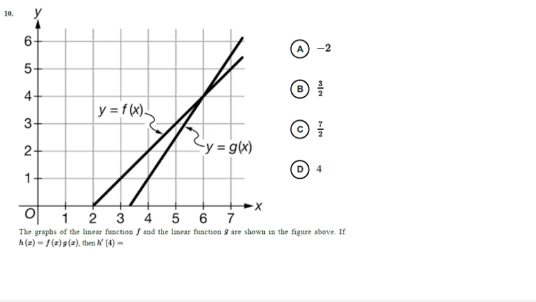All right, now with this one, the graphs of the linear functions f and g are shown, and we have h of x being f of x times g of x. We want to know what is h prime of 4. All right, a couple things going on here. First of all, h prime of x, again, we've got our product rule, so it's going to be f prime g plus f g prime.